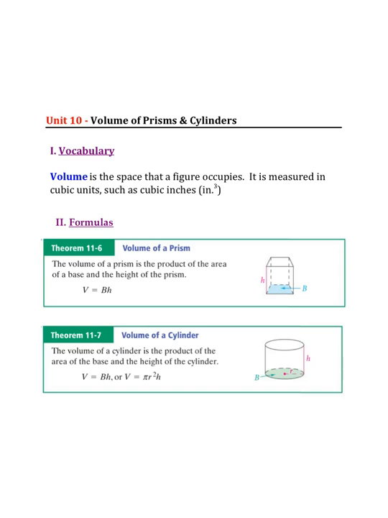This week we're going to start talking about volume. I'm going to first talk about volume of prisms and cylinders. So volume is the space that a figure occupies. It's going to be measured in cubic units, so for example, cubed inches, cubic feet. That's going to be whatever your unit of measure is, and then raised to the third power.